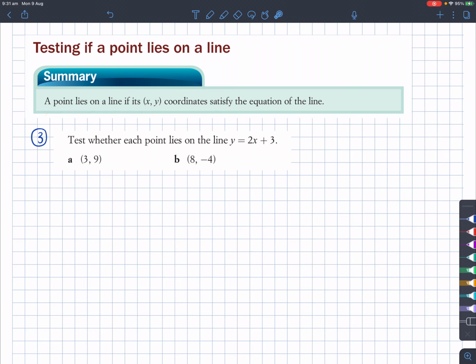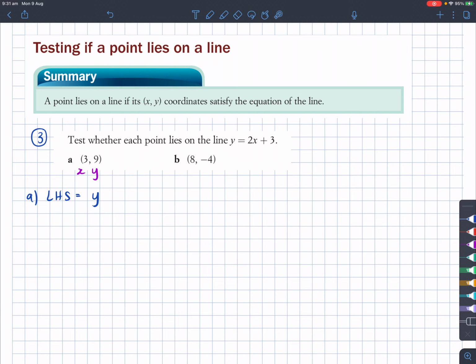A point lies on a line if its coordinates, x and y, satisfy the equation of the line. So for question 3, test whether each point lies on the line y equals 2x plus 3. So what we do is we split this equation into the left-hand side and the right-hand side. The left-hand side of the equation contains the letter y. We're going to write for question A, LHS for left-hand side equals y. And then we analyze the coordinate we're going to test. So 3 and 9, those are my x and y values there.